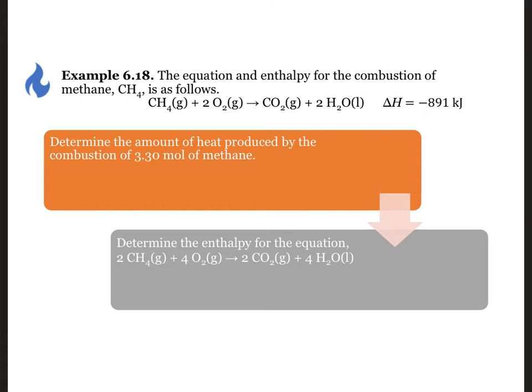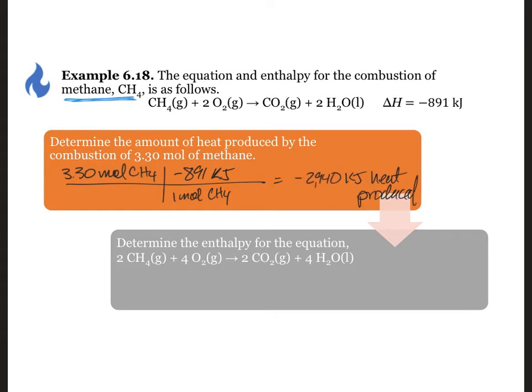We can also determine how much heat is produced when 3.30 moles of methane is combusted according to the balanced chemical equation. Assuming we have excess oxygen, we start with what we're given, use 1 mole of methane is equal to negative 891 kilojoules of heat produced as a conversion factor, and get 2,940 kilojoules. What if we're asked to determine the enthalpy for the equation here? All of the coefficients have been doubled, so we must multiply the enthalpy value by 2 as well to get negative 1,780 kilojoules.